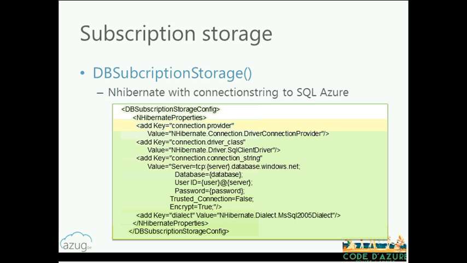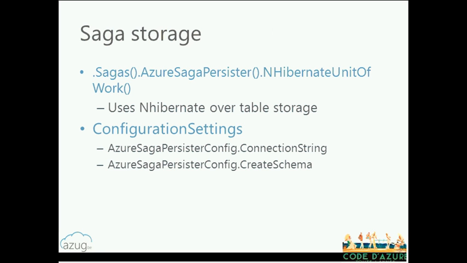Okay, so those are the three options that we have to store subscriptions. For sagas, we also need to have several stores. Again, we have the same three options to store our data. And again, for both of the storages that I promote, it uses NHibernate, right?